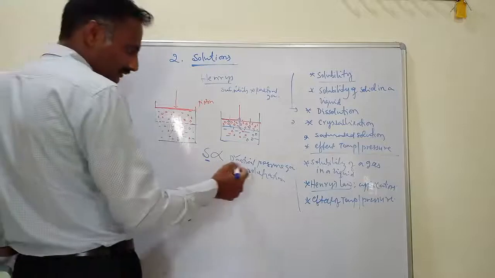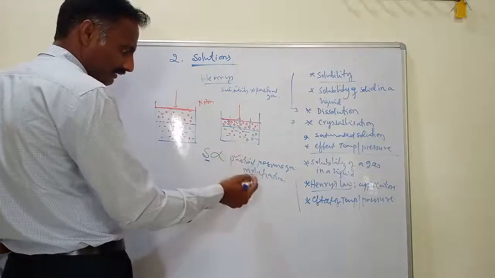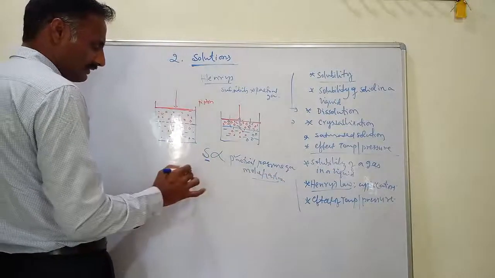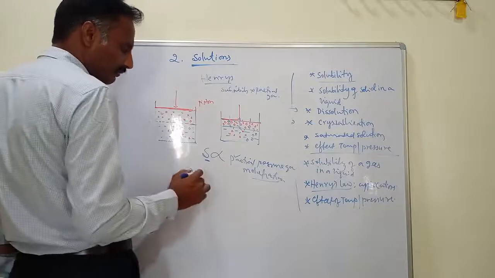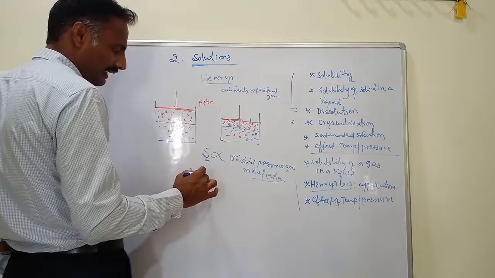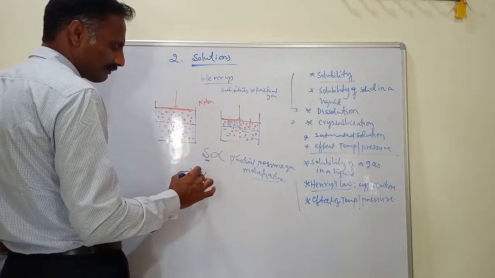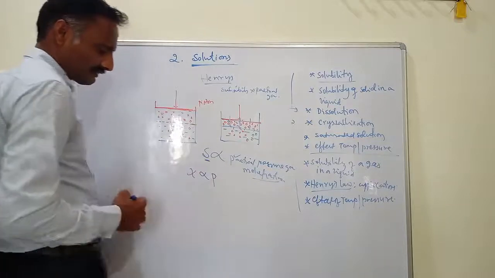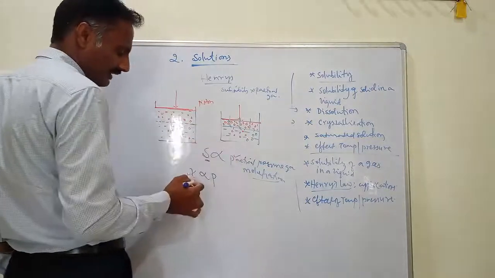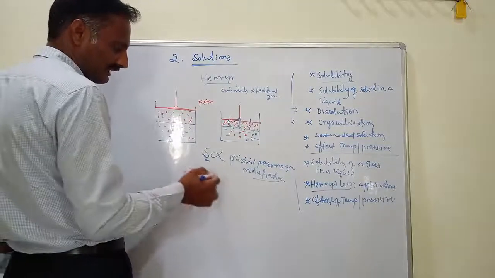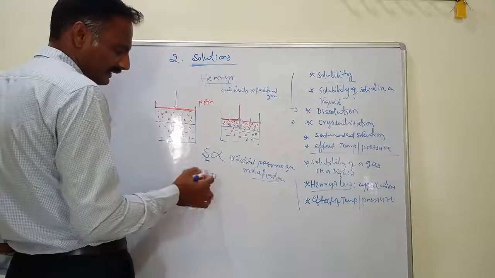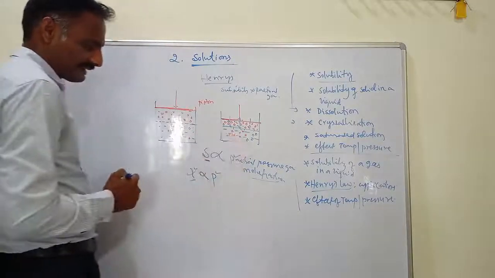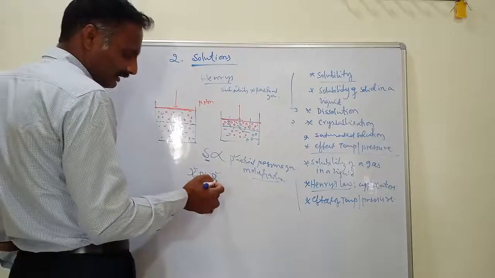This statement is modified by Henry. The mole fraction symbol we use is X. The mole fraction of the gas present in the solution is directly proportional to the partial pressure of the gas present over the solution. As the partial pressure increases, the mole fraction of the gas in the solution increases. That is what direct proportionality means: as the partial pressure increases over a solution, the mole fraction of the gas in the solution also increases.